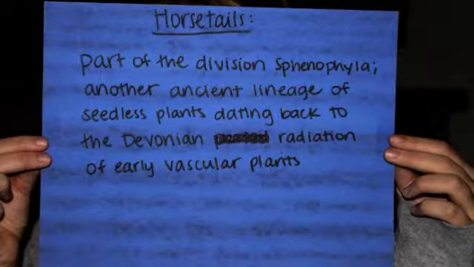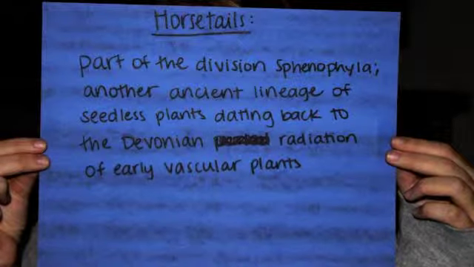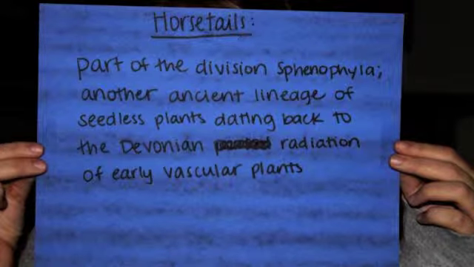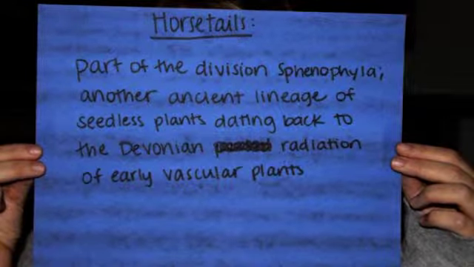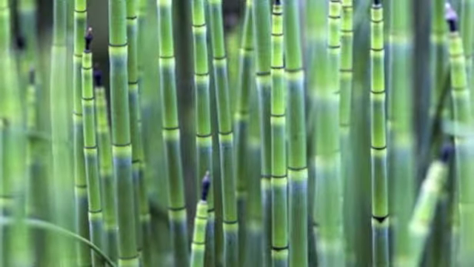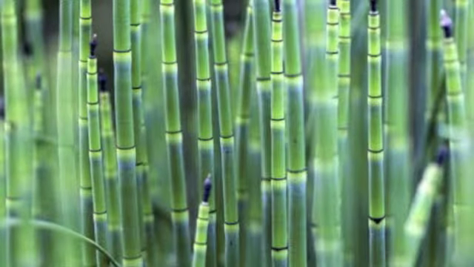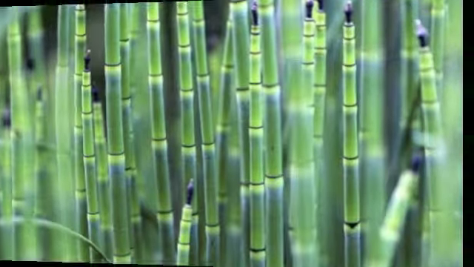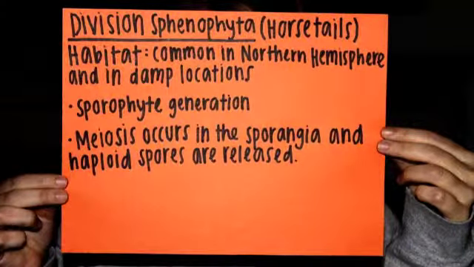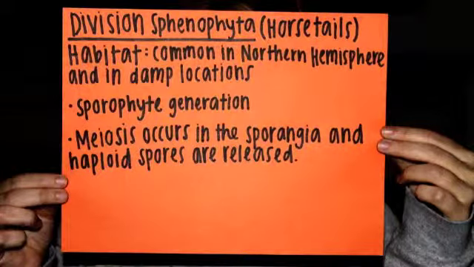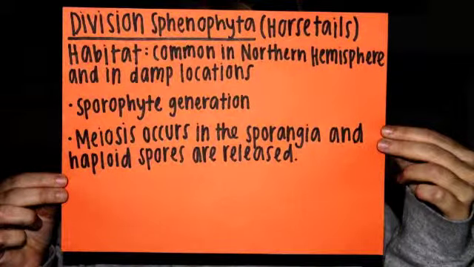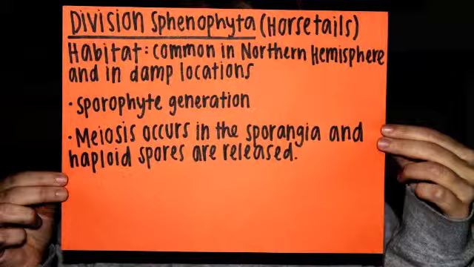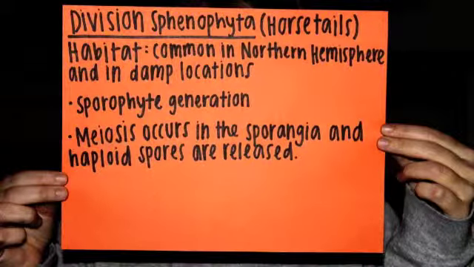So the next division of seedless vascular plants is the horsetail, and it has another ancient lineage and evolved from seedless plants back in the Devonian era. This is a picture of a horsetail. The division of horsetails in the seedless vascular plants can also be called Sphenophyta. Its habitat is common in the northern hemisphere, and it has a sporophyte generation, which is diploid. Meiosis occurs in the sporangia, and haploid spores are released.